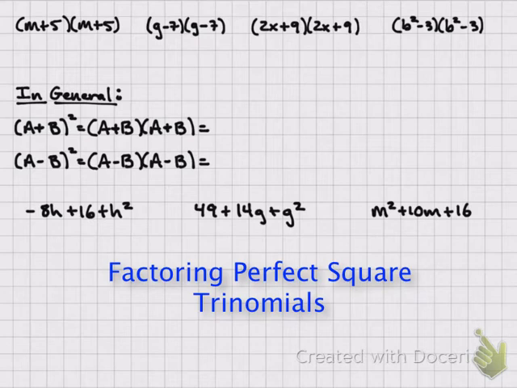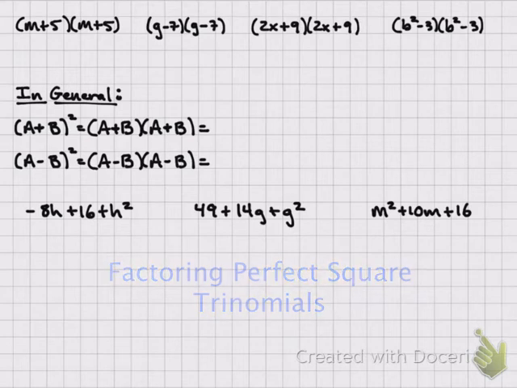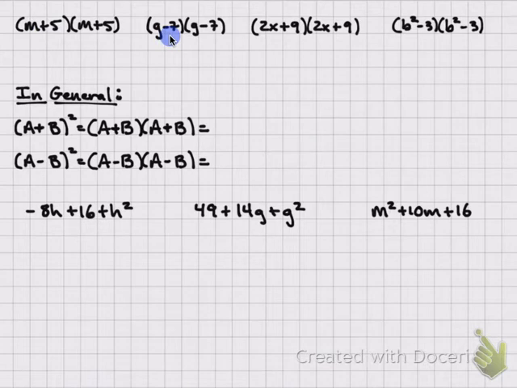Alright guys, remember before when we used to take binomials like m plus 5 or g minus 7 or 2x plus 9 and we would square them or multiply them by themselves. And we would end up with a product that was called a perfect square trinomial. Well, in this lesson, we're going to learn how to take those perfect square trinomials and factor them. That is, find out which binomial was multiplied by itself in order to get it.